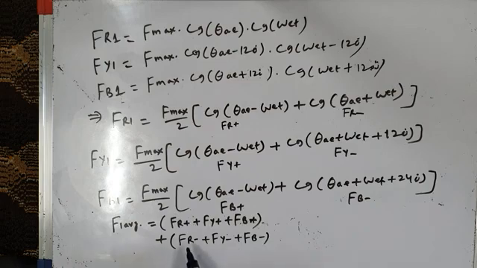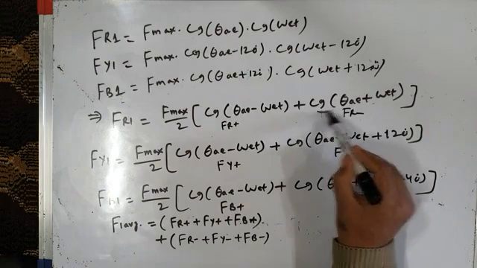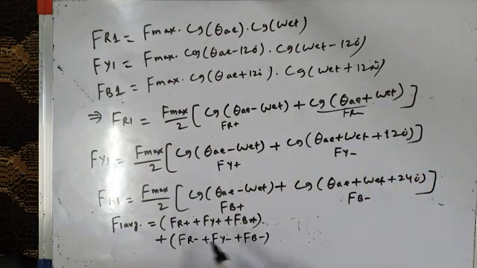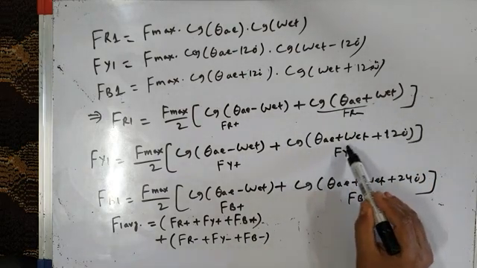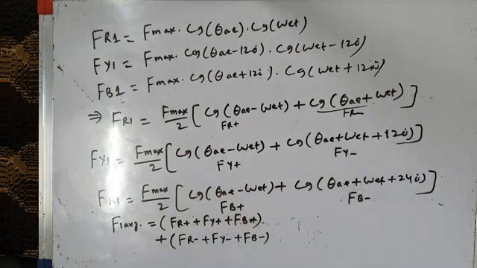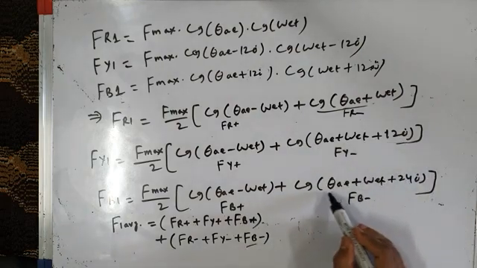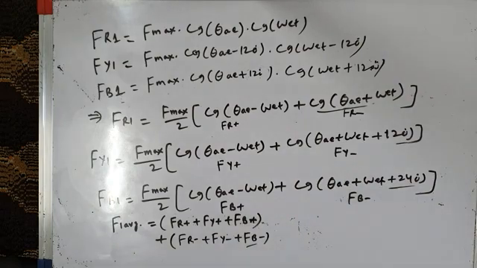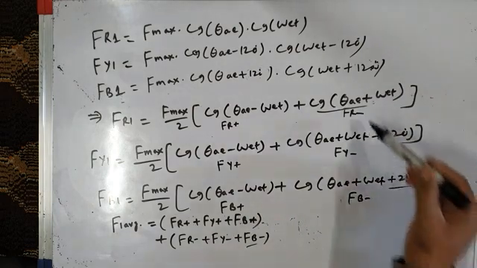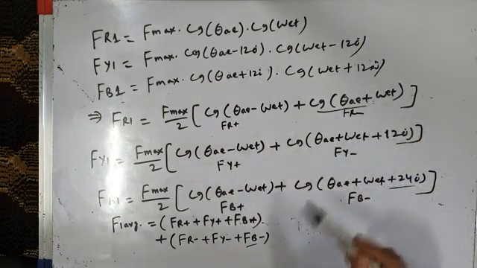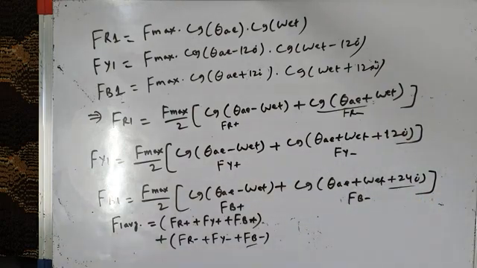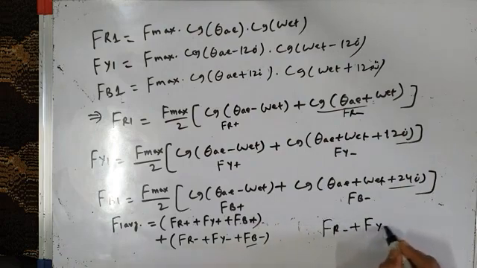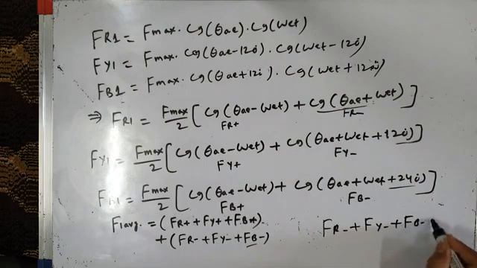As far as these counterclockwise revolving MMFs are concerned, Fr minus is cos of (theta AE plus omega AT), plus Fy minus is cos of (theta AE plus omega AT plus 120 degrees), plus Fb minus is cos of (theta AE plus omega T plus 240 degrees). If you add these and expand them using the trigonometric identity for cos of A plus B, the sum of the three will add up to 0. So therefore Fr minus plus Fy minus plus Fb minus will add up to 0.